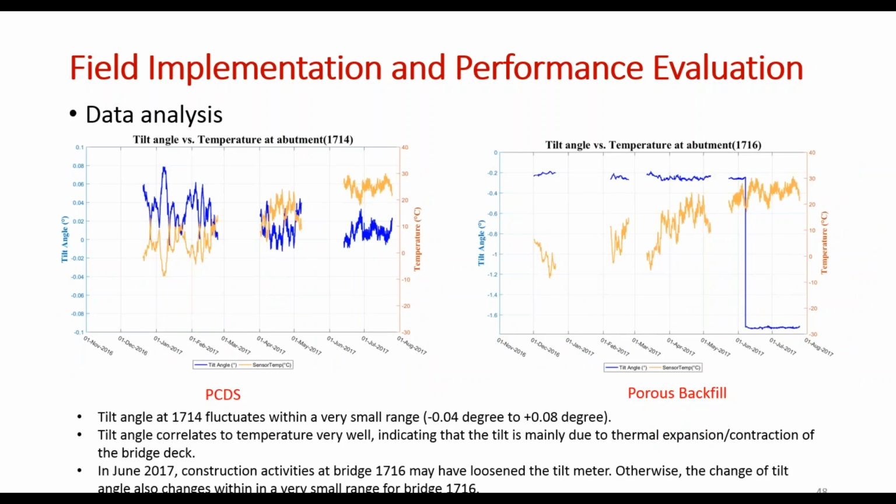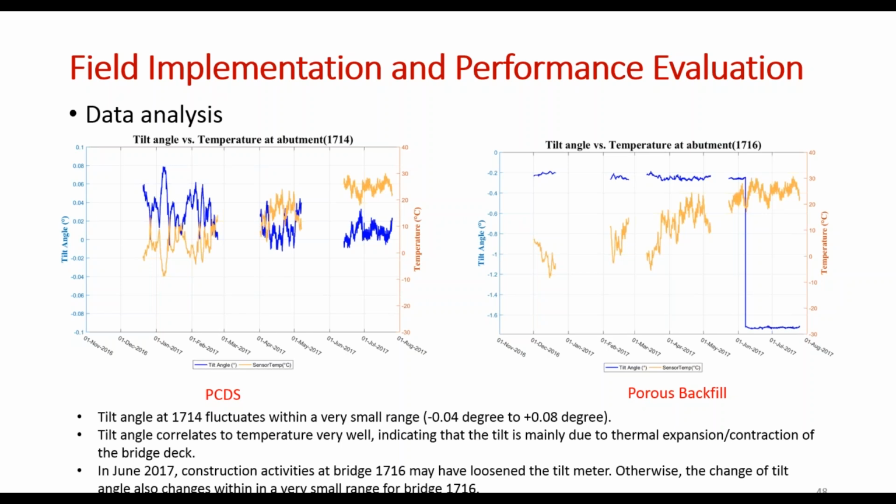We also measured the tilt angle. So here is the summary of the tilt angles at the two bridges, and the tilt angle at 1741 with PCDS fluctuates with a very small range, from negative 0.04 degree to positive 0.08 degree. Very small movement. And we also found the tilt angle correlates to the temperature very well. So that indicates that the tilt is mainly due to the thermal expansion and contraction of the deck. I'll show you a close-up view in the next slide.